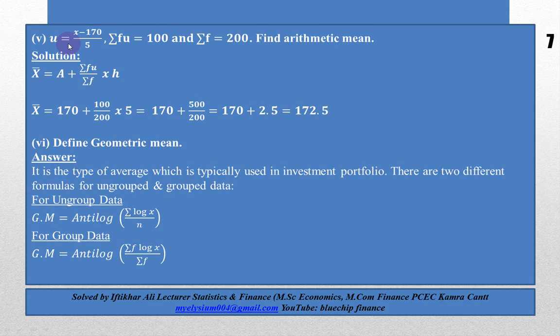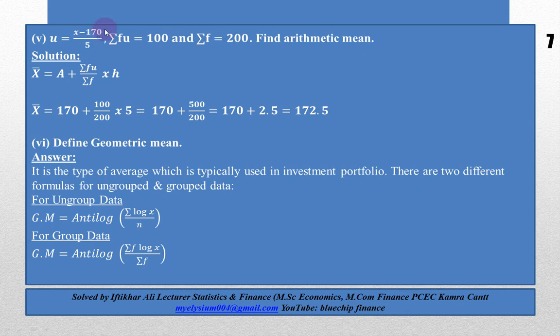Question number 5: u equals x minus 170 over 5. Sum of fu equals 100. Sum of f equals 200. Find arithmetic mean. It is the data which is related to the coding method, and in the coding method the arithmetic mean for grouped data is equal to a plus sum of fu over sum of f multiplied by h. Sum of fu is given, sum of f is here.